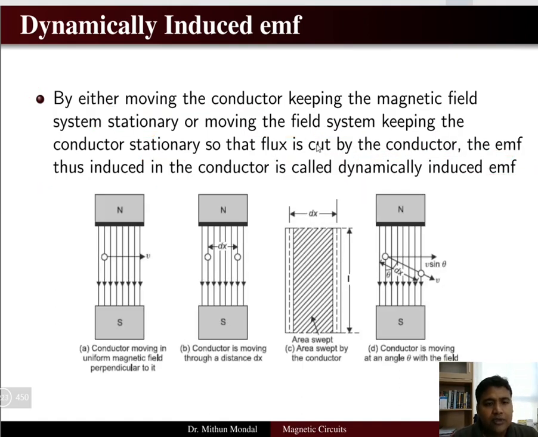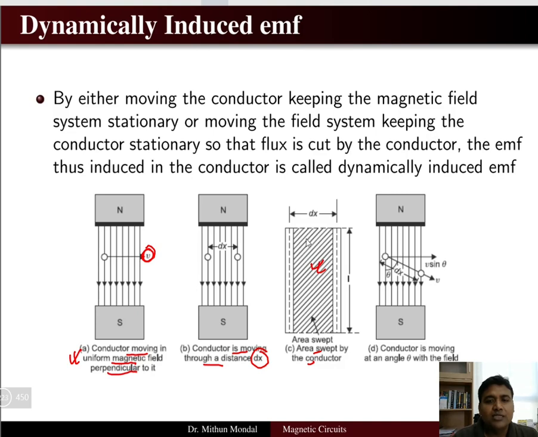Now here, if we look into the diagram, figure A, the conductor is moving in a uniform magnetic field perpendicular to each other. So here the field is perpendicular and uniform, whereas the conductor is moving with a velocity v. Now the conductor is moving through a distance dx. So if a conductor is moving through a distance dx, then the total area that is swept by the conductor is shown in this figure.